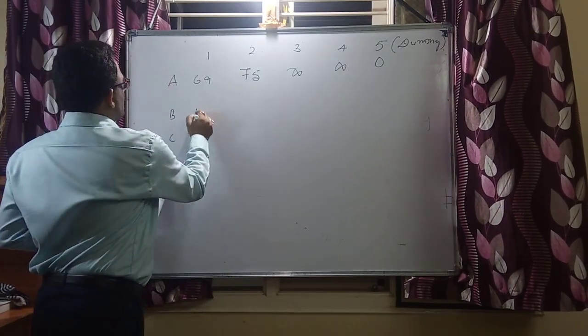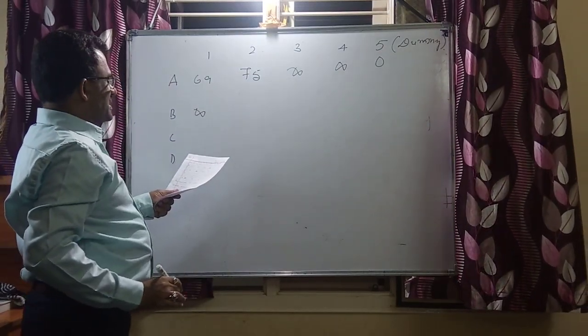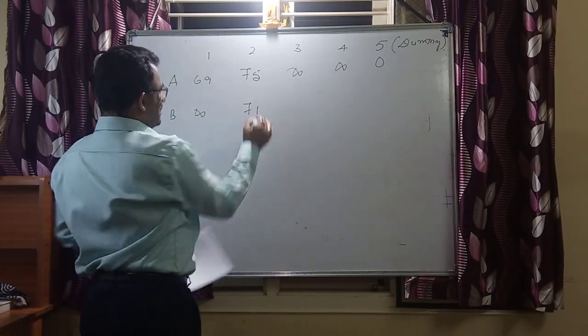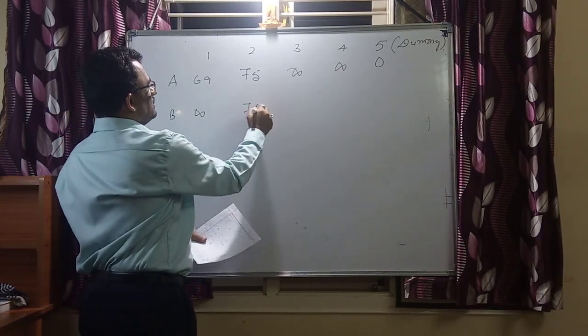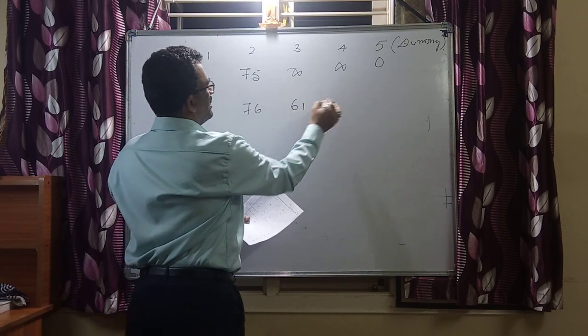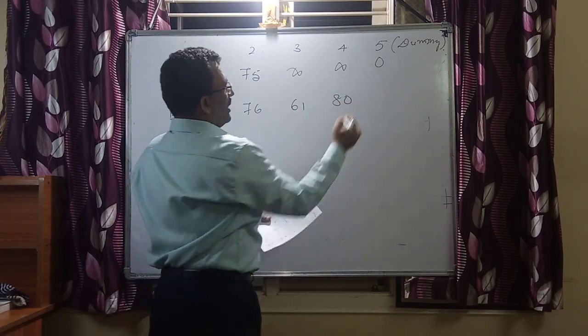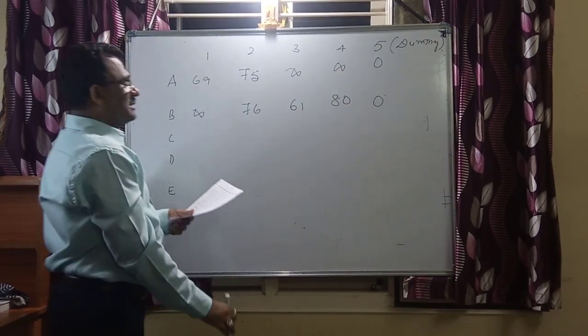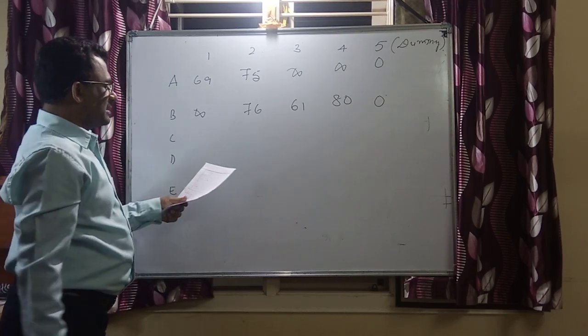Next, again here is a restriction, 76, 61, 80, and this is the hypothetical dummy, that is the dummy column, and the respective cost is 0.